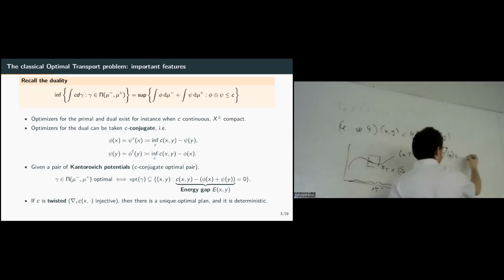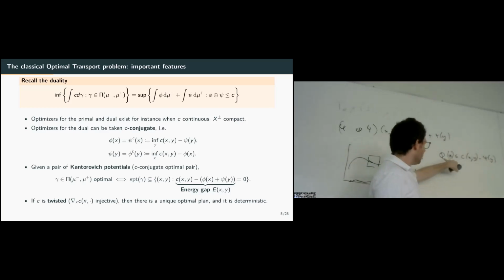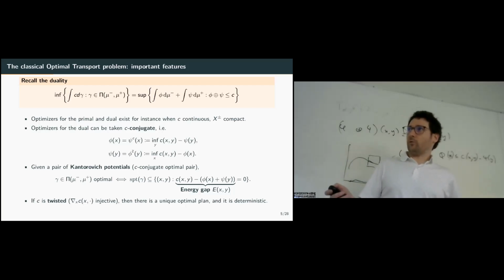Phi of x should be less than, I'm putting the psi on the other side, c of x, y minus psi of y. And this should go for this x, this should go for every y. Okay? And you want to maximize the phi. So you want to get the maximal lower bound for this. This is exactly the issue. Okay? And you think that you can always replace with this, and once you iterate it twice, you fall back. So you can have that both are sequential.